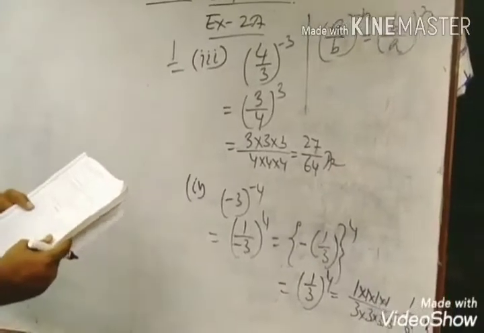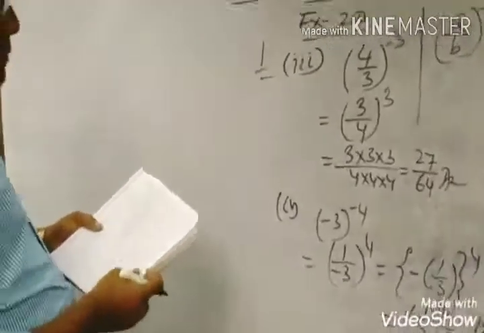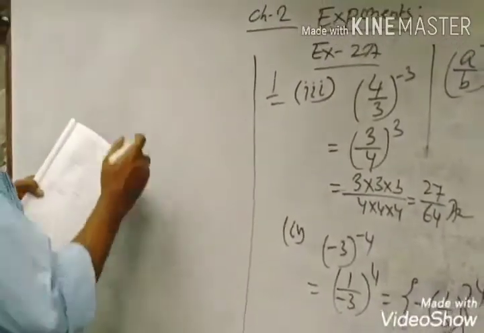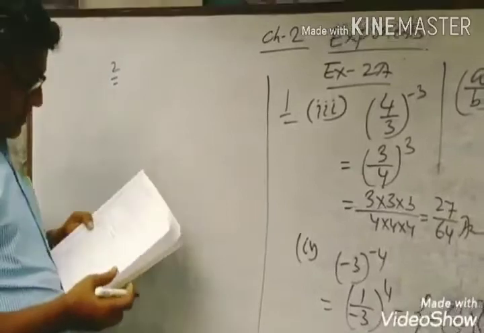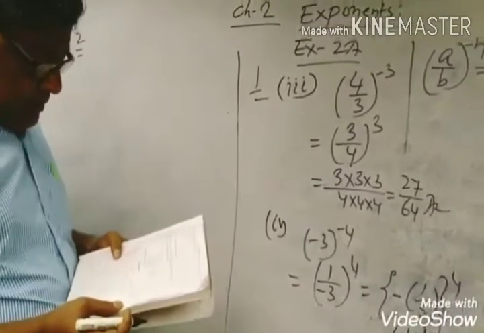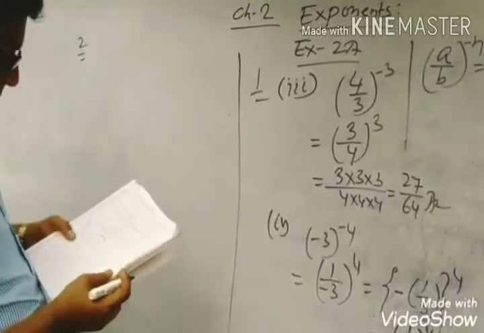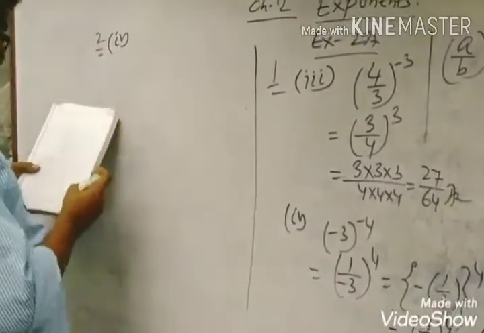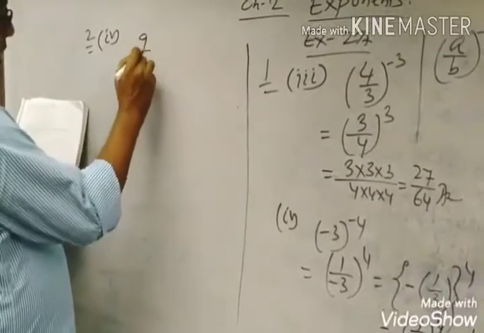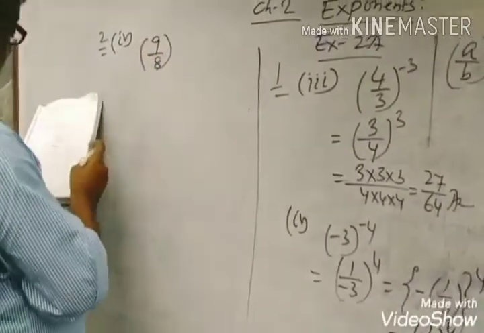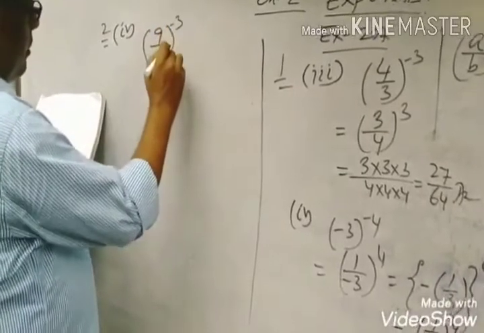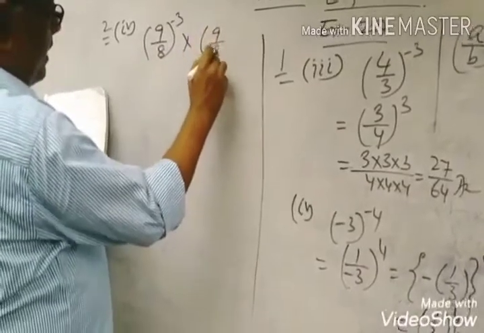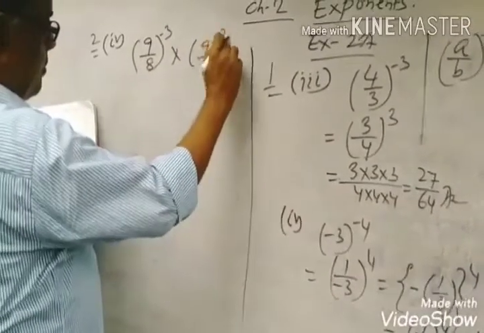Now, we will solve the remaining sums, same process. Question number 2. There are 4 problems. I will solve only problem number 4. (9/8) to the power minus 3 into (9/8) whole square.